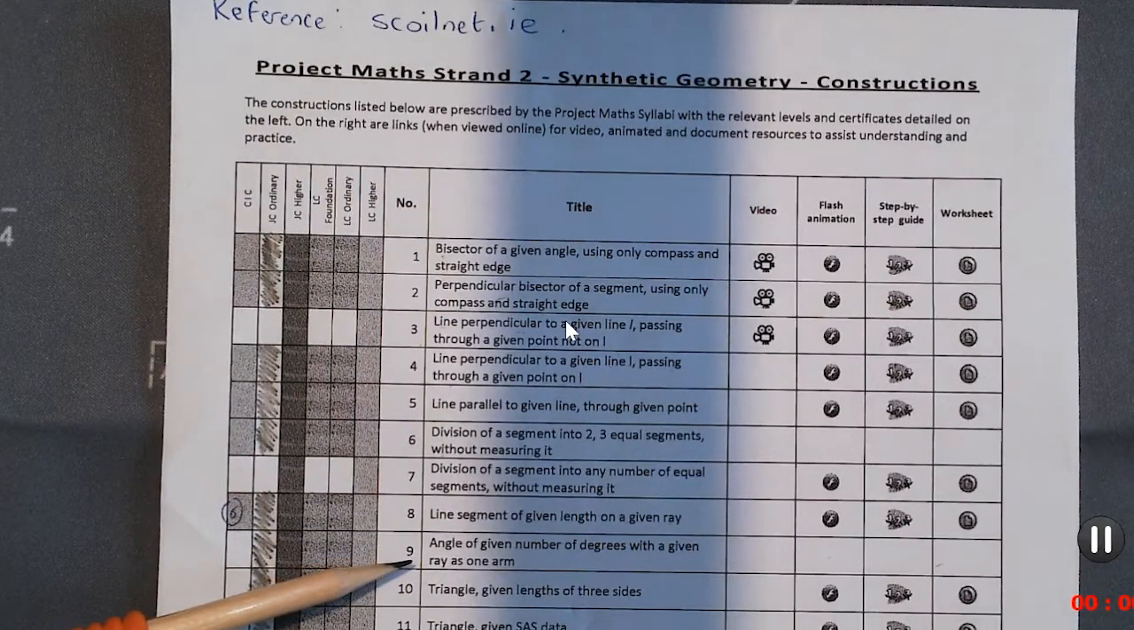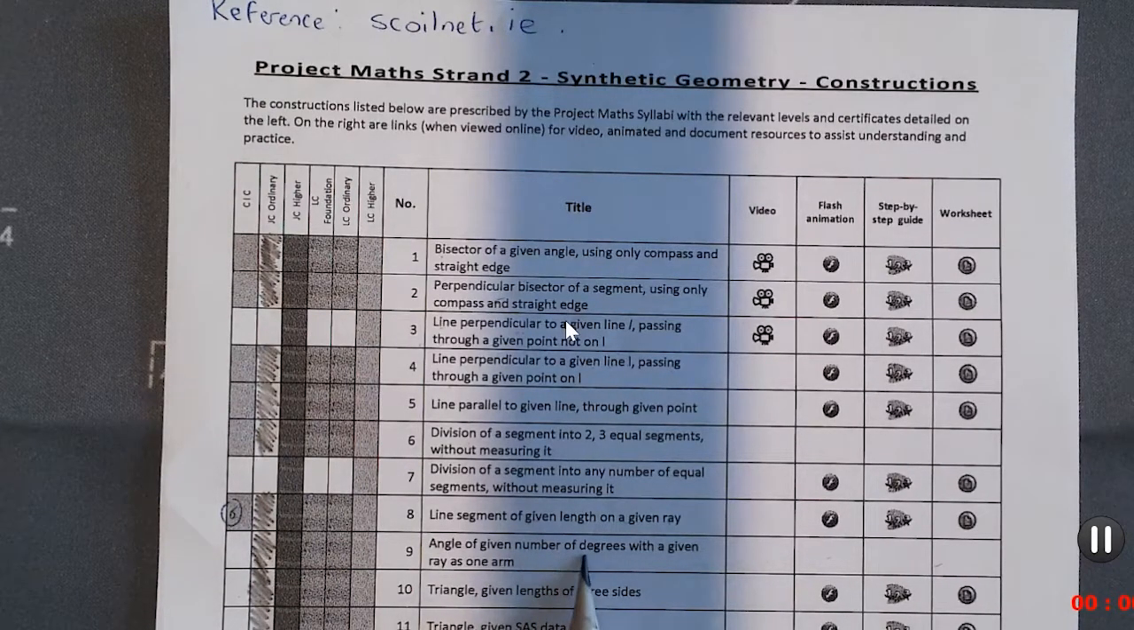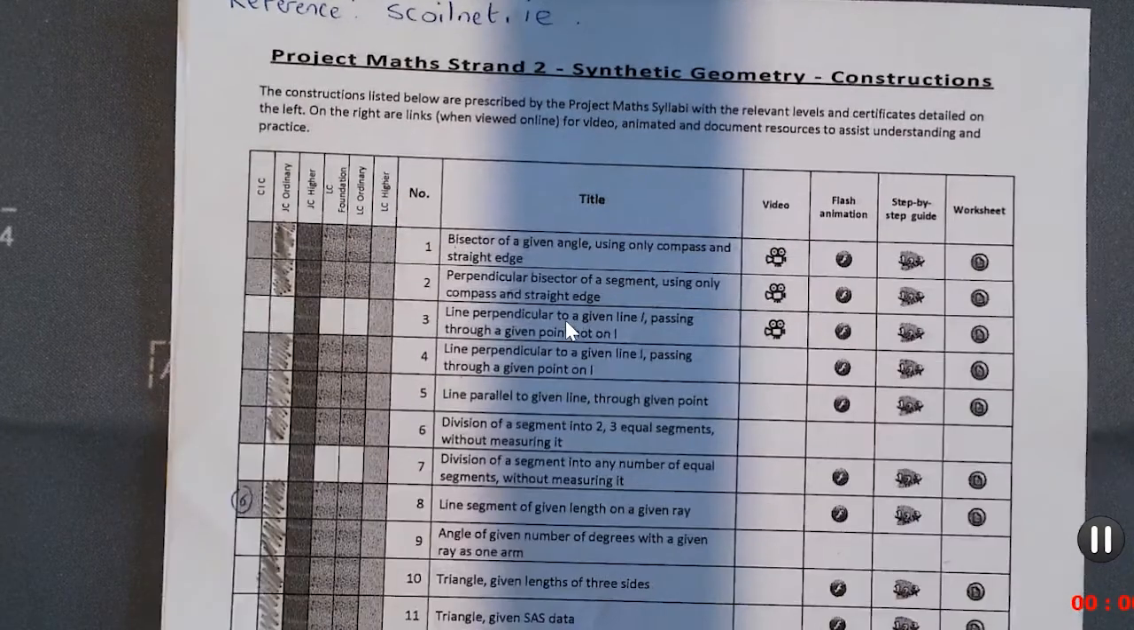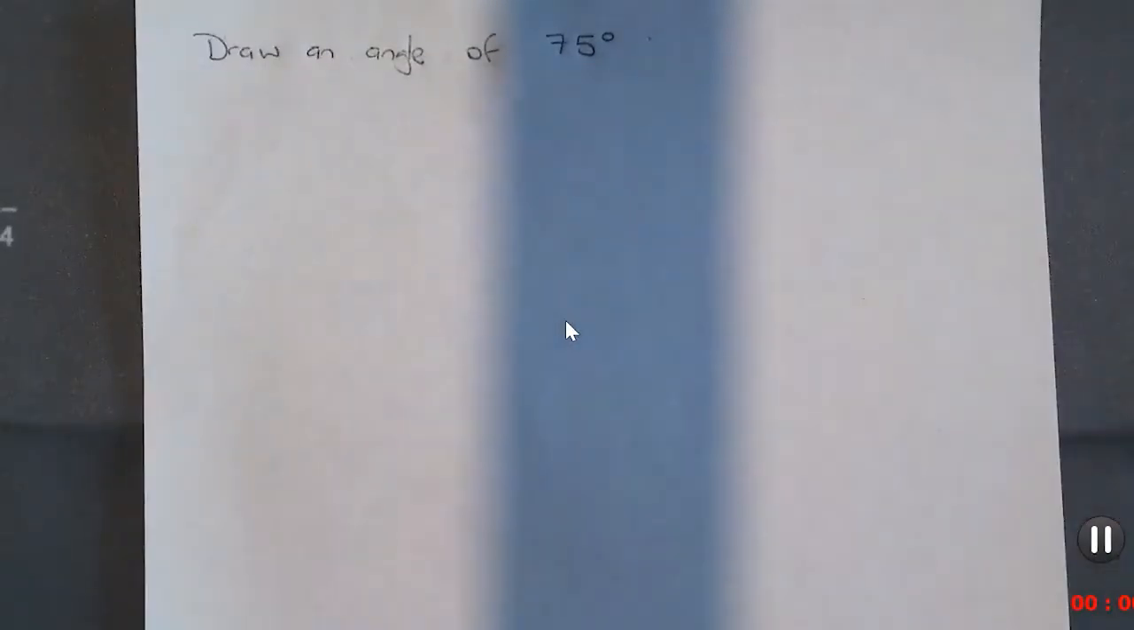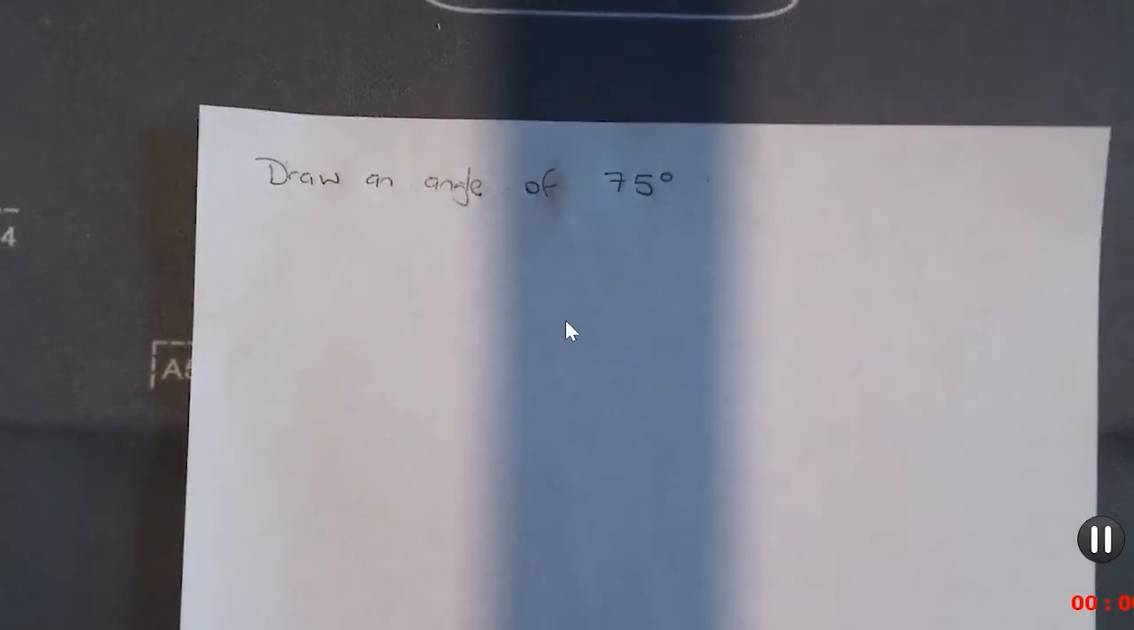Construction 9: an angle of a given number of degrees with the given ray as one arm. Basically that's asking you to draw an angle of a certain number of degrees. There's no video worksheet with this one, so I just got a blank sheet of paper. I'm going to draw an angle of 75 degrees as the example to show you how to construct it.